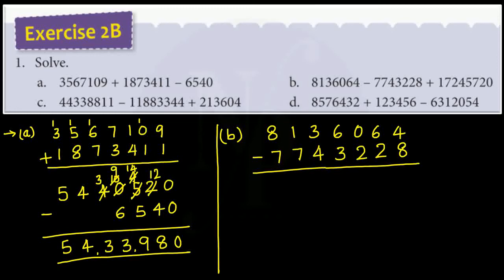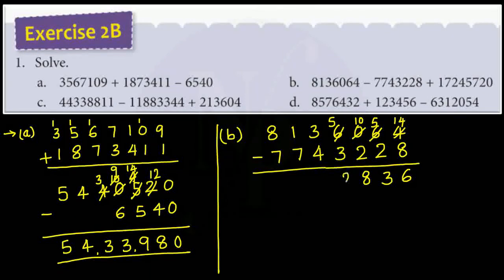So for subtracting 8 from 4, we need to regroup. This will become 5, and this becomes 14 ones. Subtracting 8 from 14 ones, we get 6, and subtracting 2 tens from 5 tens, we get 3 tens. Subtracting 2 from 0 is not possible. We need to regroup. This becomes 5, and now this becomes 10. Subtract 2 from 10, you get 8, and subtract 3 from 5, we get 2.